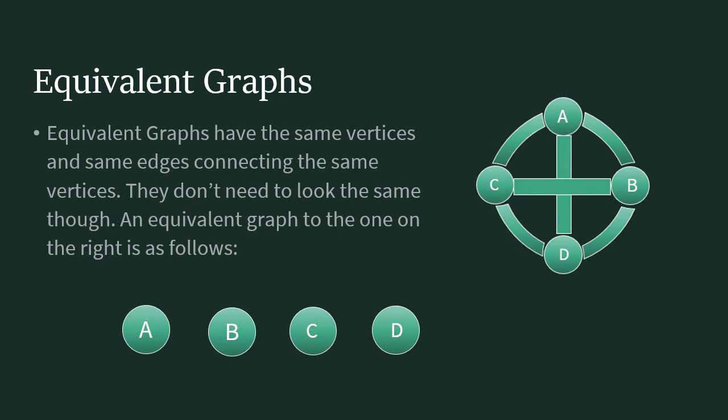Equivalent graphs have the same vertices and the same edges connecting the same vertices. So they don't have to look alike. So an equivalent graph to the one we have is as follows.